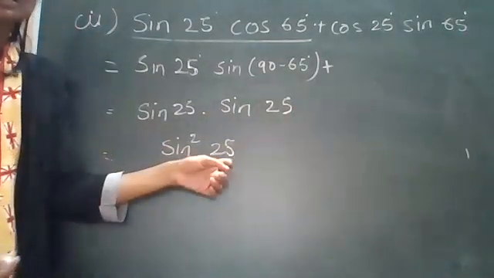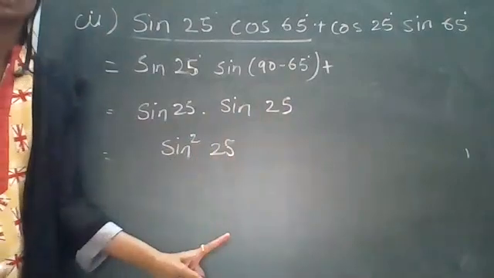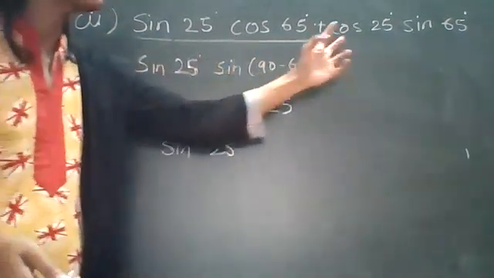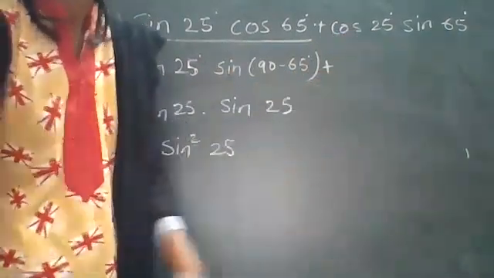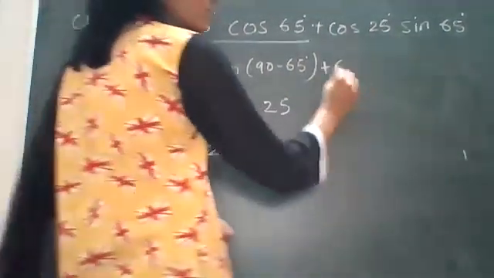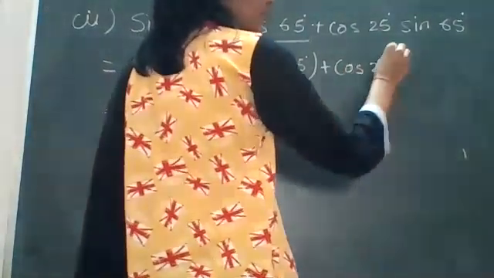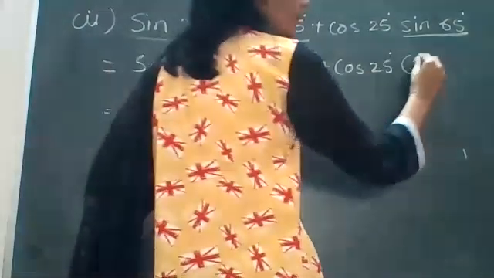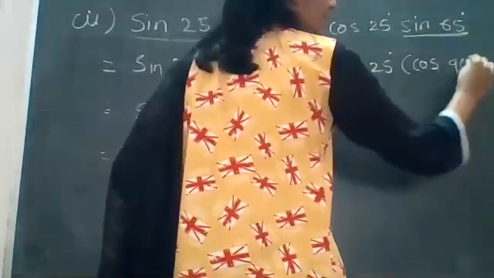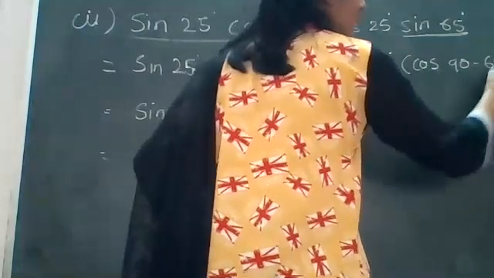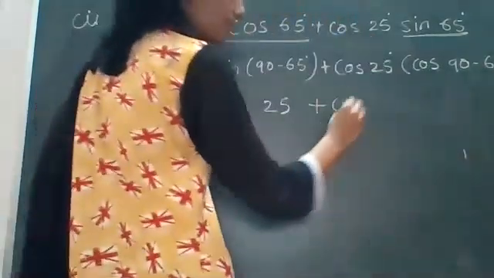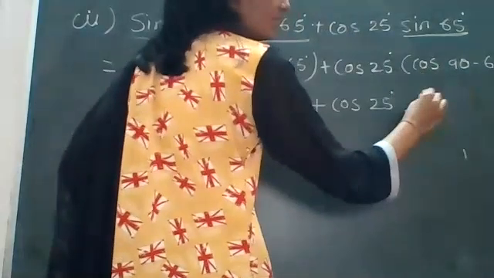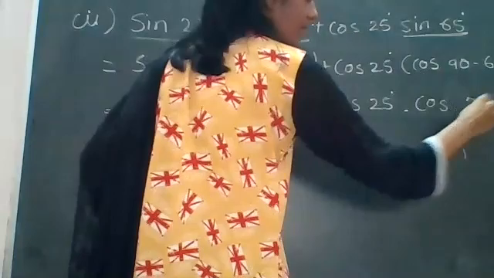Here we can use sin square theta plus cos square theta is equal to 1, right? So that's why we are converting here. Sin is here, so we will try to get cos on both sides. Cos will remain as it is, cos 25. Now this side we will convert into cos theta, so cos 90 minus 65. So what will become? Cos 25 into cos 90 minus 65 is equal to also cos 25.